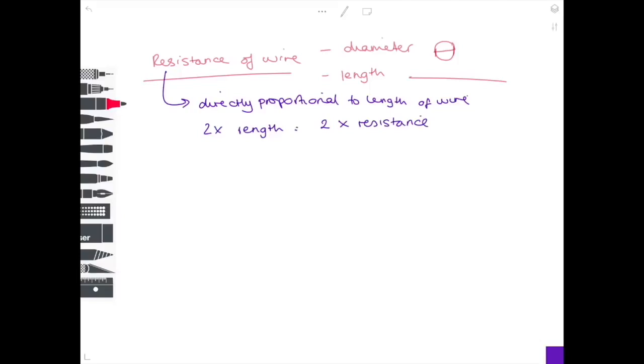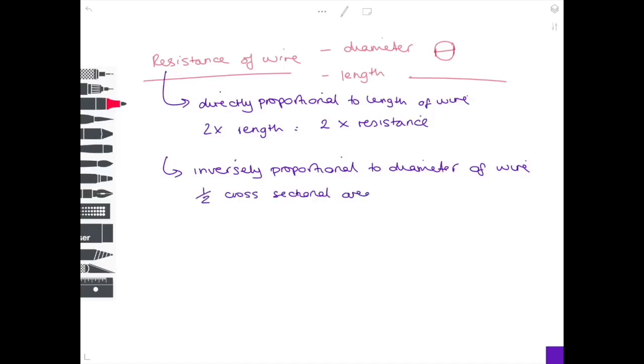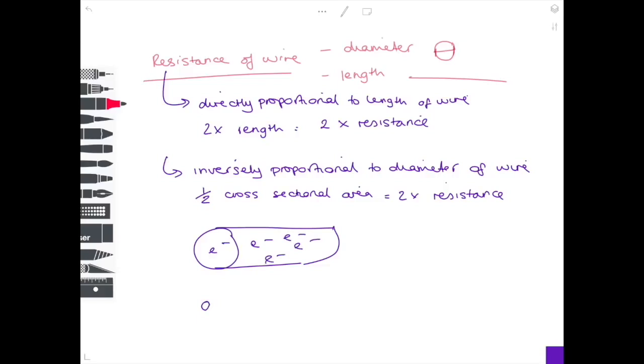Now, if you look at how the resistance of the wire is affected by the diameter, you see a different relationship, which is that the resistance is inversely proportional to the diameter of the wire. And that means if you halve the cross-sectional area, you get a doubling of the resistance. So let's think about it. Ideally, if you want low resistance, you want a nice wide wire and you want it to be short. If you take a very skinny wire and you make it very long, then you're going to have high resistance.